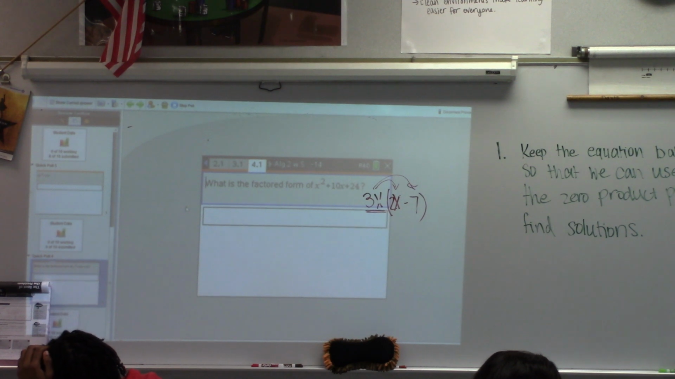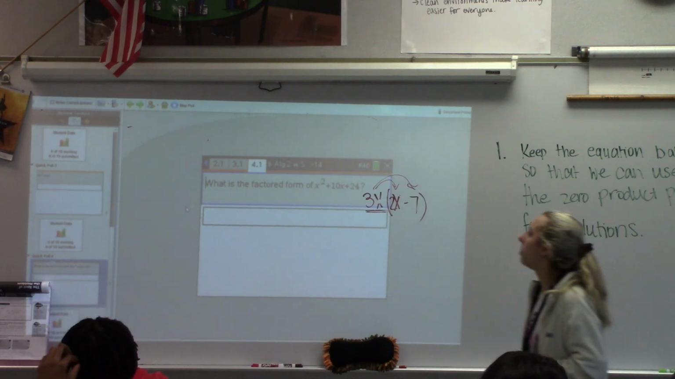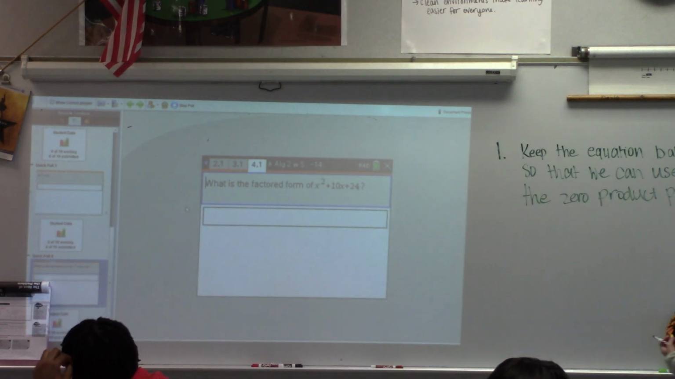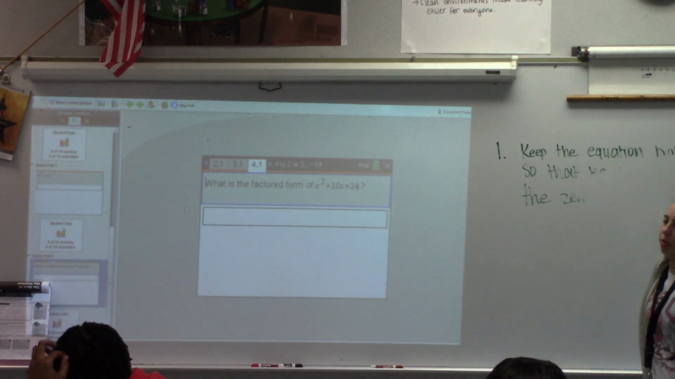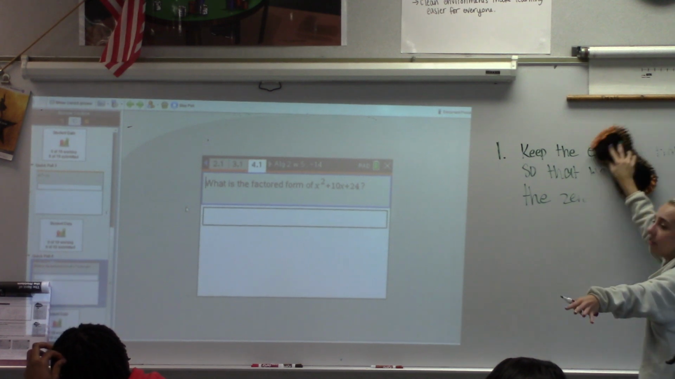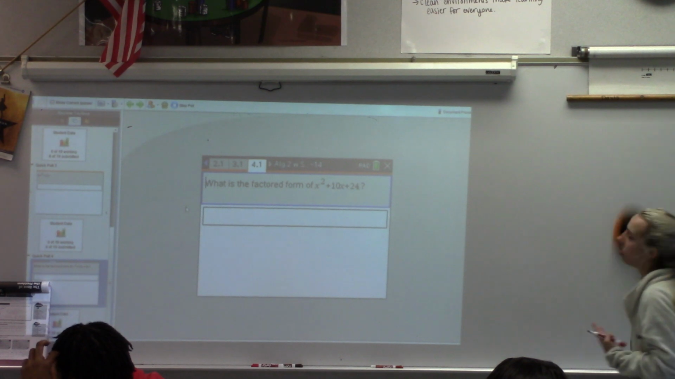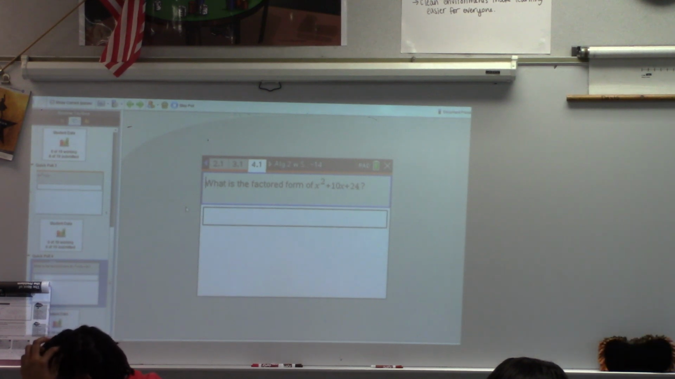Okay, so this one, what method do we need to use here, guys? AC method. Okay, so remind me, what does that mean? A times C. What do we need them to do? Add to get B. So the product of A and C sum to B. 6 and 4.